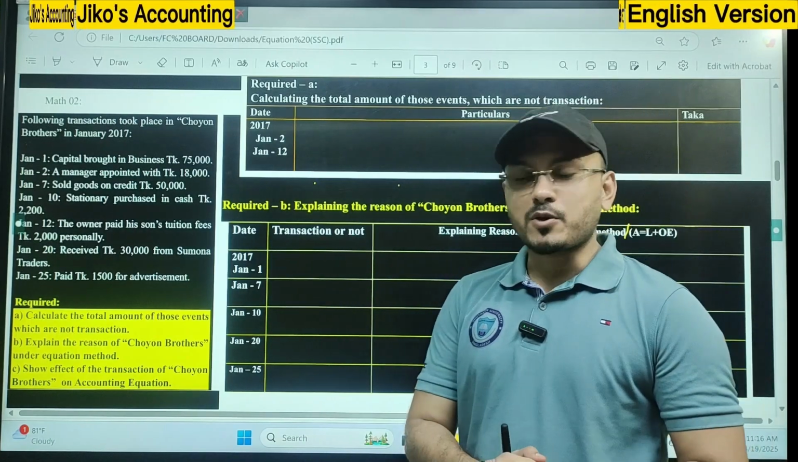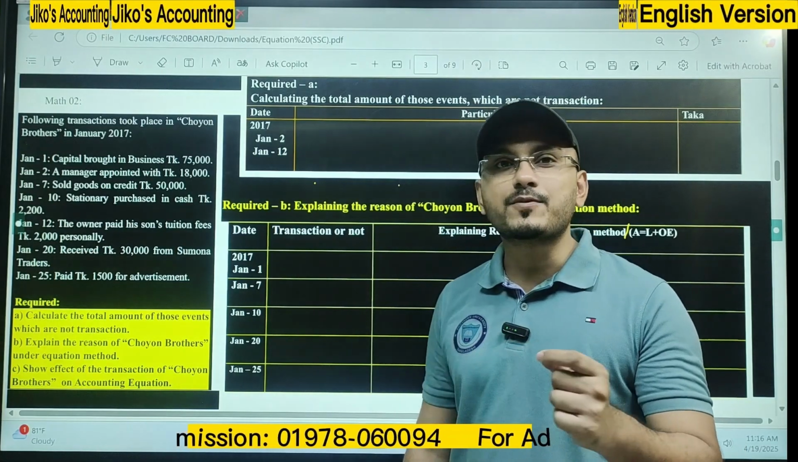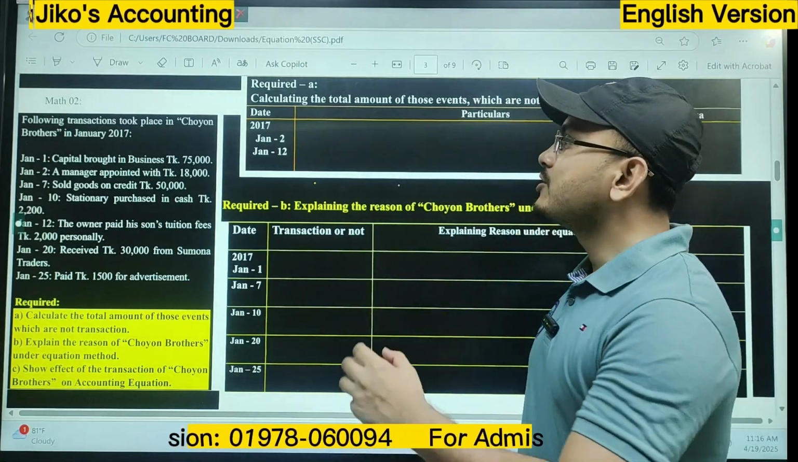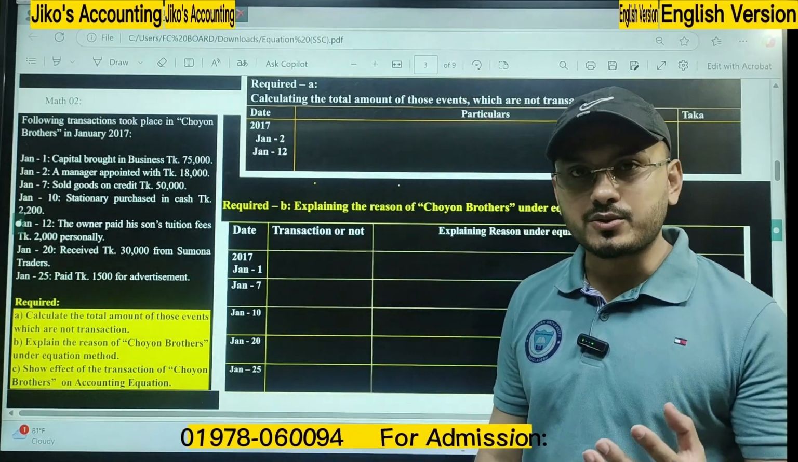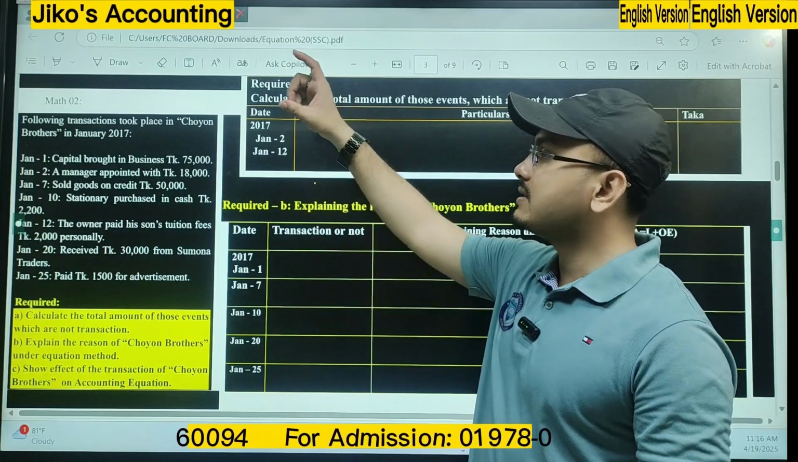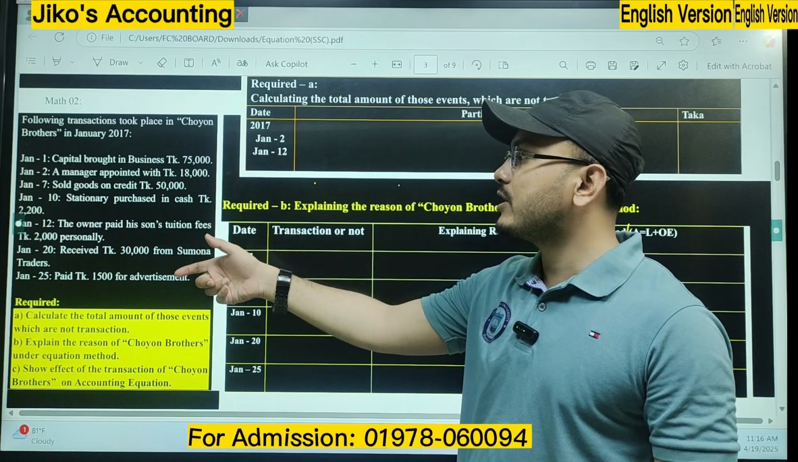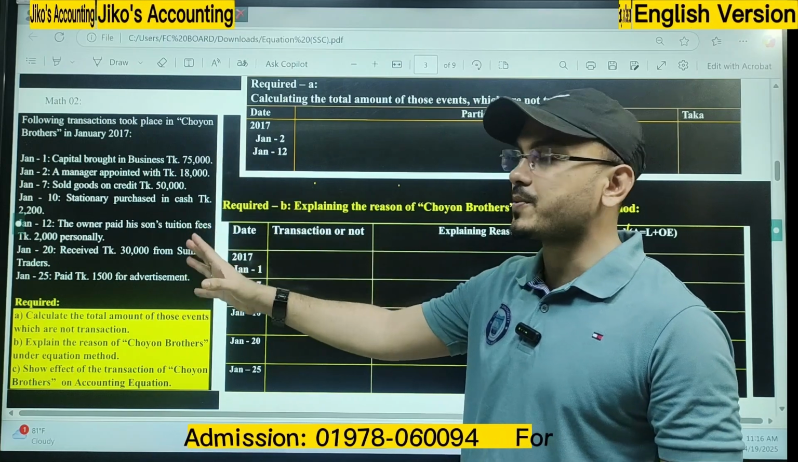As this math is covered according to the textbook of class 10, and mostly it is based on the national curriculum. So if you go to your chapter number 2, which is named transactions, according to your sequence, this math is going to be covered from here, and the math number is 2.